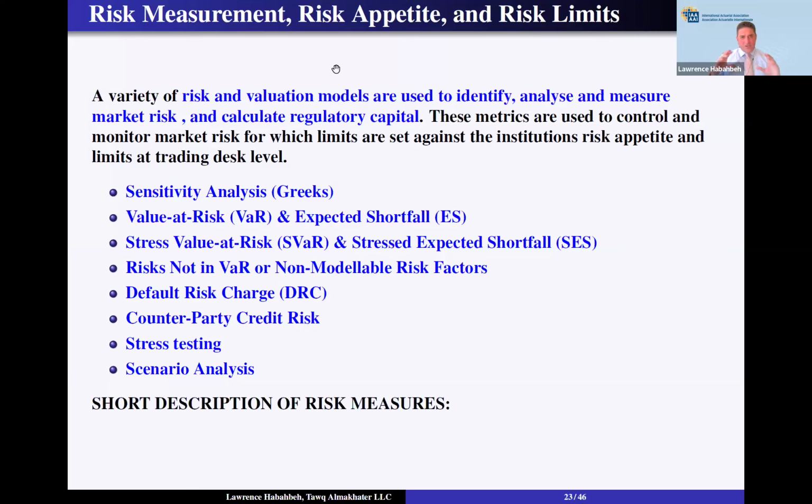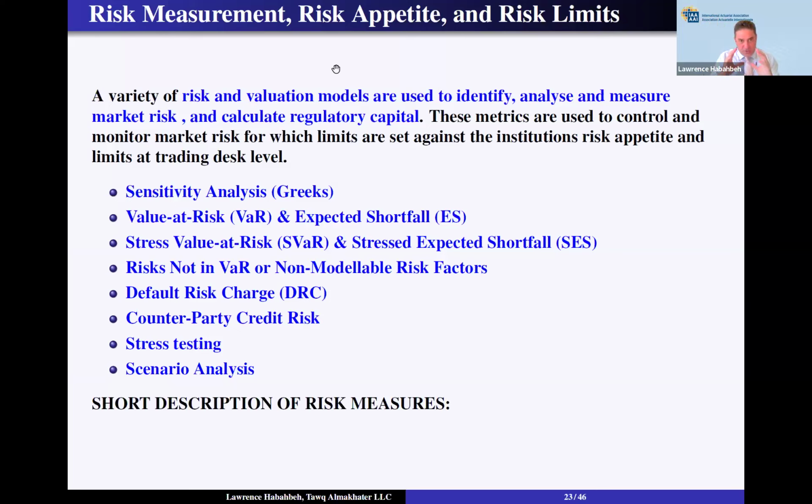So the way to measure market risk, basically, can be done using sensitivity analysis, what we call Greeks. If you have a portfolio, or if you have an instrument, the question that you're trying to answer here is: what is the change in the mark-to-market or the mark-to-model of this asset if I shift the underlying risk factor driving the value of this instrument up by, let's say, 1 basis point or down by 1 basis point?